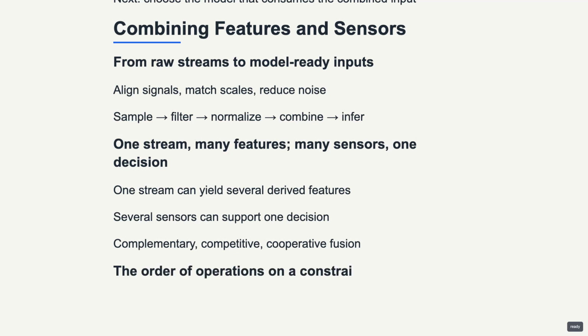On small hardware, the sequence of operations matters because mistakes in timing or scale are hard to recover from later. The safest path is to align first, then transform, then normalize, then combine.